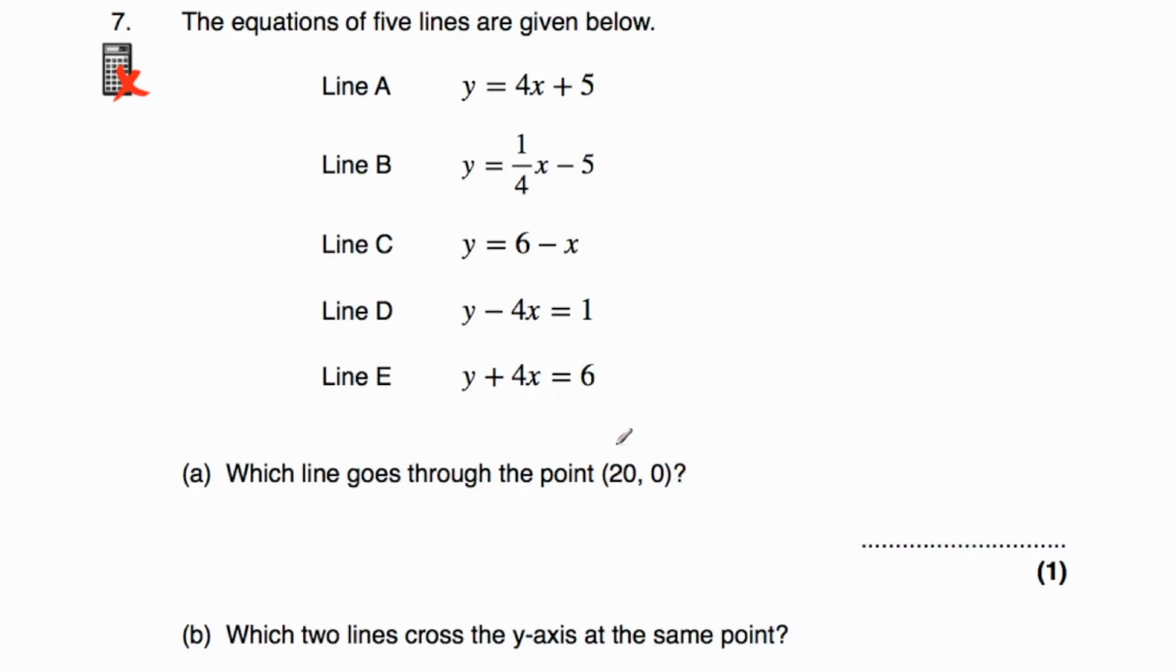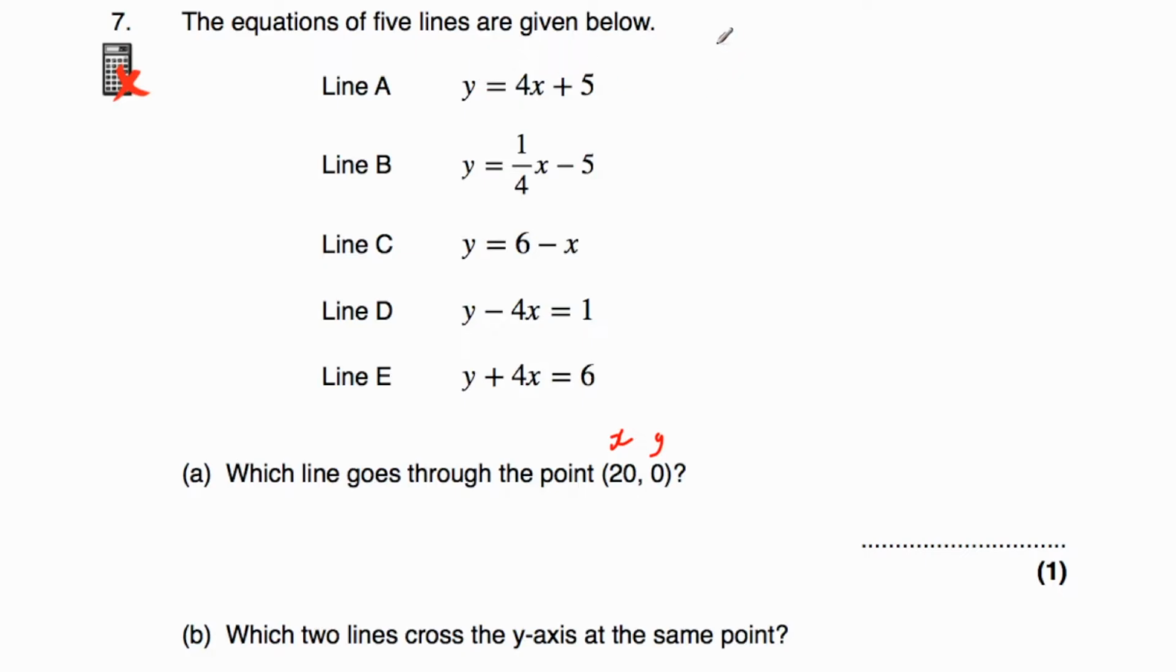So remember, of a coordinate, we've got the x coordinate first and the y coordinate second. So we've got along the corridor and up the stairs, x and then y. So that means that x is equal to 20 and y is equal to 0. So if we were to substitute in 20 for the value of x, do we get 0? And if we get 0, then we know it passes through the point 20, 0. So let's substitute x equals 20 into each of these equations and see if we get 0 for the value of y. And if it does, then it passes through that point.